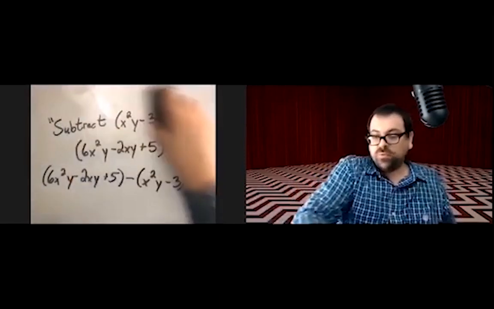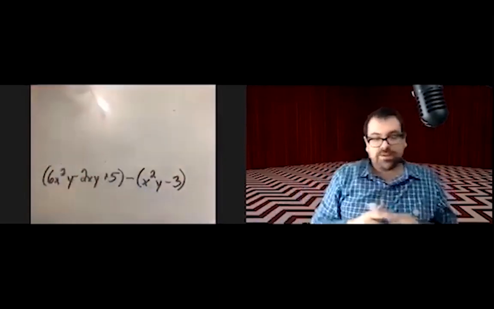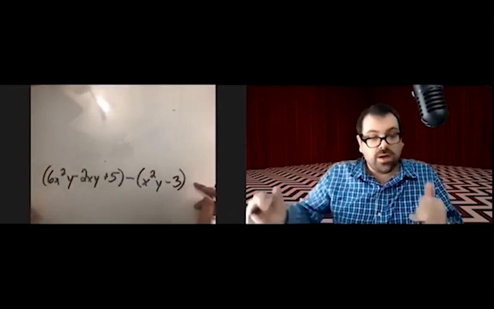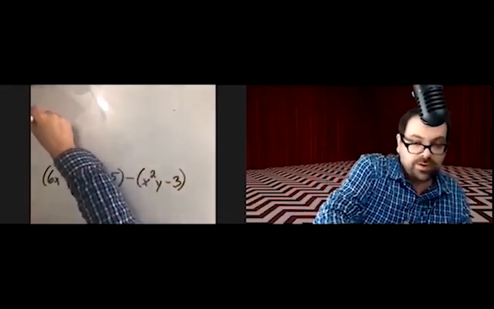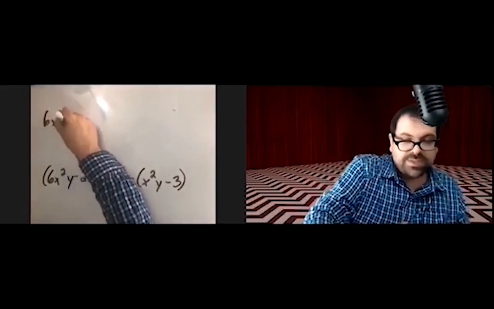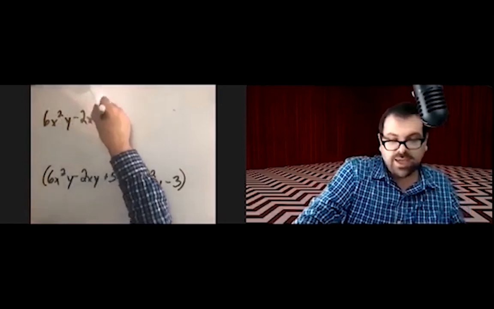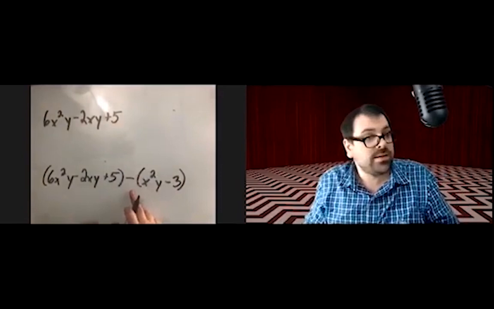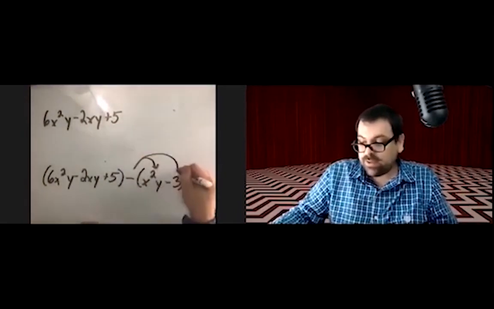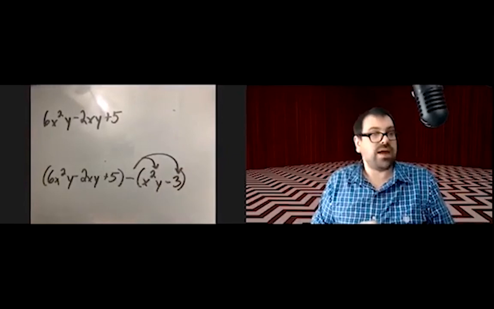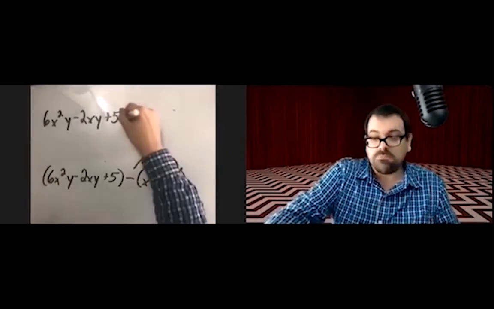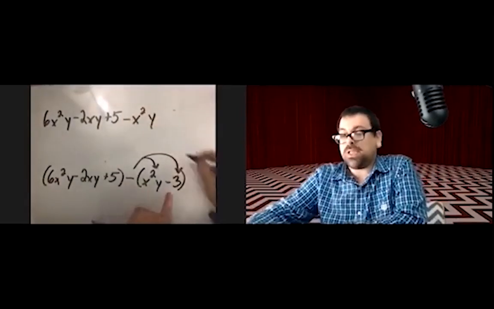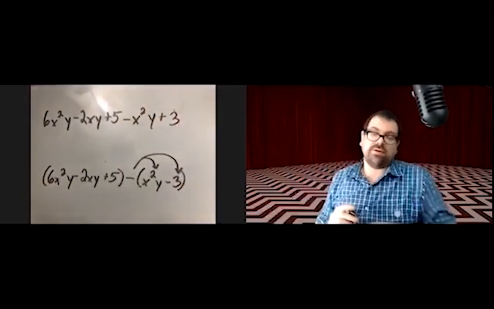I'm going to give myself more room now that we've translated it. I'm going to write it up here, but I'm going to do it without parentheses. So we're okay to always drop it from the first one, but then when we get to the minus, that means we have to distribute it. So minus x squared y plus 3.